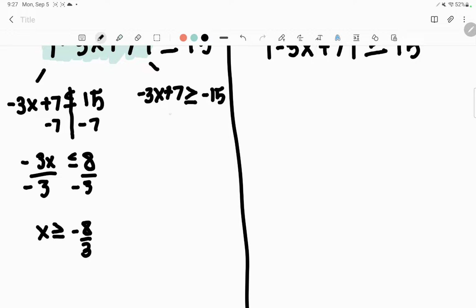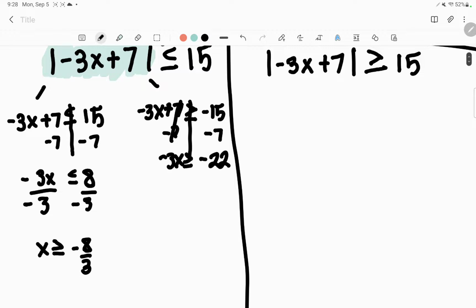Now, let's do the other one. Negative 7, negative 7. Once I do that, you're going to notice that you get the same thing. My line, those two cancel out. Over here, both of them are negative, so I'm going to add them. I'm getting 22. Let me redo that one. 22, and it's going to be negative. All right. Then over here, I'm going to have negative 3x is greater than or equal to that.